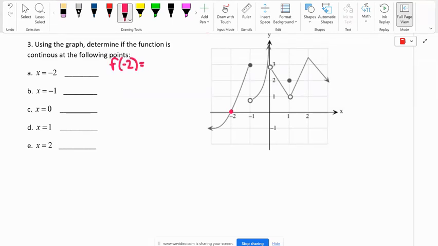F of -2 is equal to 0. Now let's look at the limit. The limit as x approaches -2. All right, so coming from the left, it looks like it's approaching 0. Coming from the right, doesn't it look like it's still approaching 0? So what's the limit as x approaches -2? It is also 0. So are they the same? Yes. So is it continuous at x equals -2? Yes.